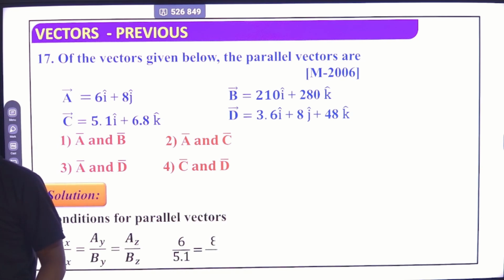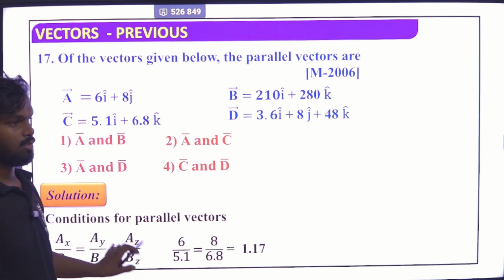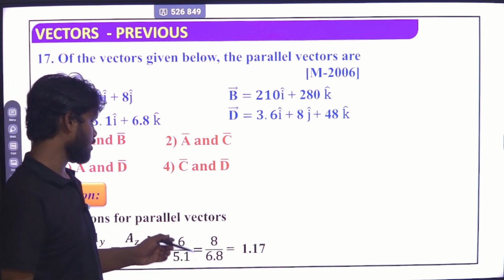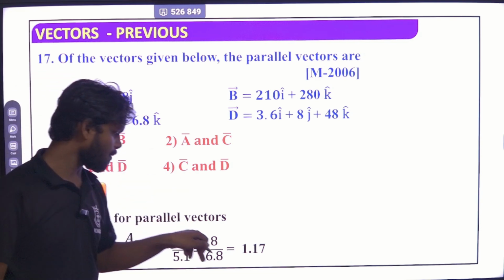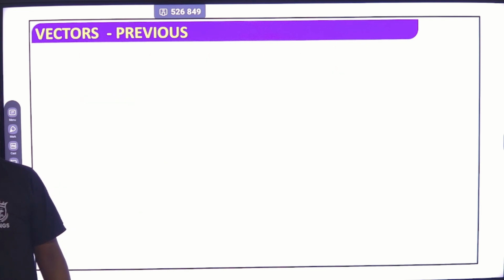This is the only condition I mentioned. If you check, you will find that vectors A and C are the parallel vectors, because they will get the same ratio. Okay, clear? Now next question.